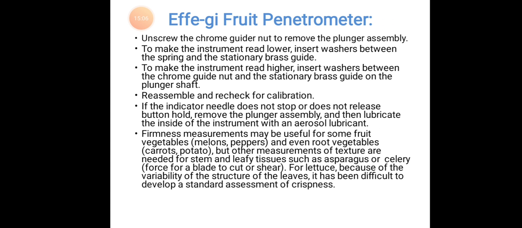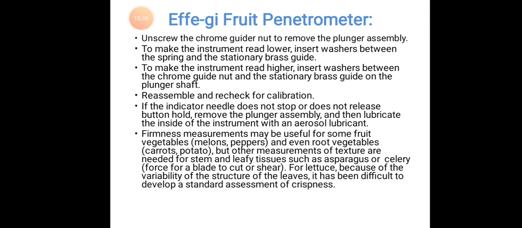FDK fruit penetrometer. Unscrew the chrome guide nut to remove the plunger assembly. To make the instrument read lower, insert washers between the spring and the stationary brass guide. To make the instrument read higher, insert washers between the chrome guide nut and the stationary brass guide on the plunger shaft. Reassemble and recheck for calibration.